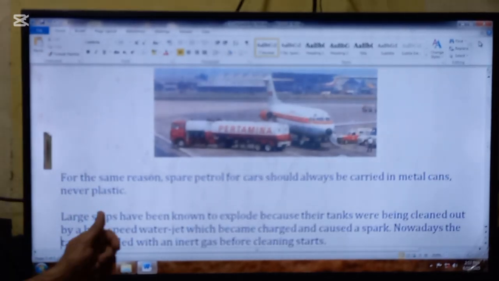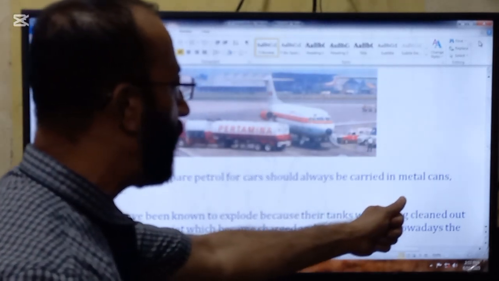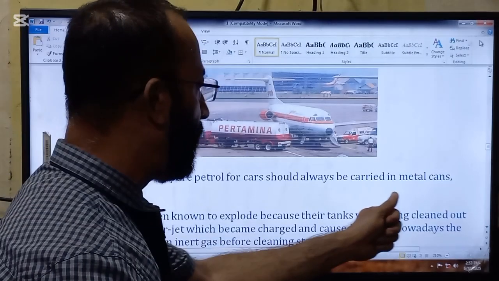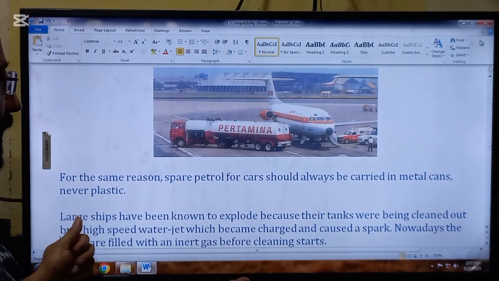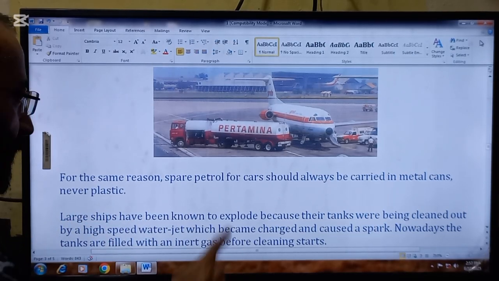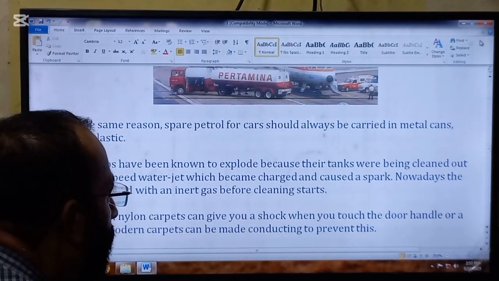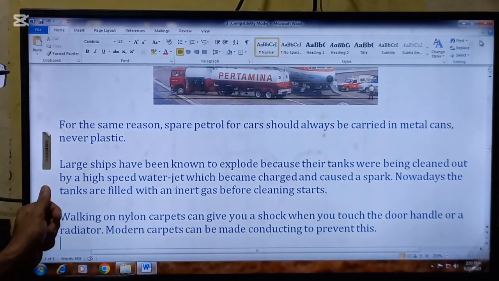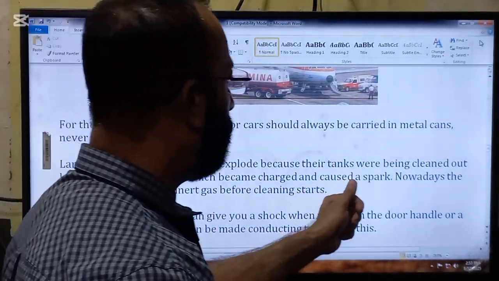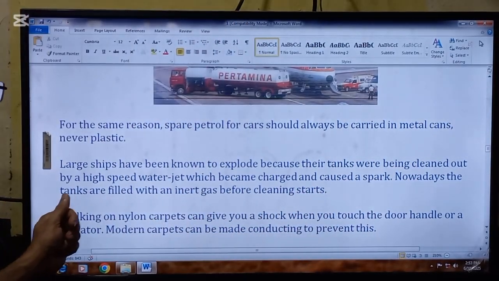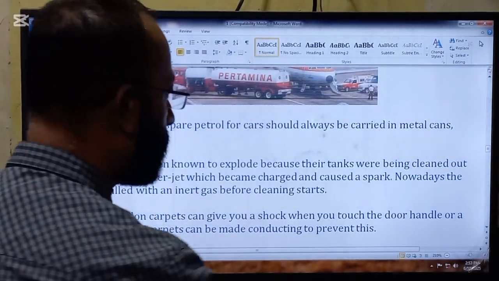For the same reason, spare petrol for cars should always be carried in metal cans, because plastic cans can be charged, a spark can be there, and an explosion can take place. So spare petrol should be stored in metal cans. Large ships have been known to explode because their tanks were being cleaned out by a high-speed water jet which became charged and caused a spark.